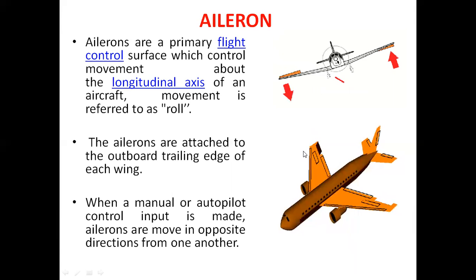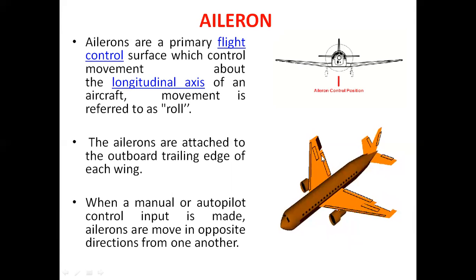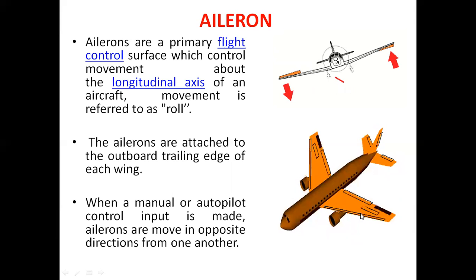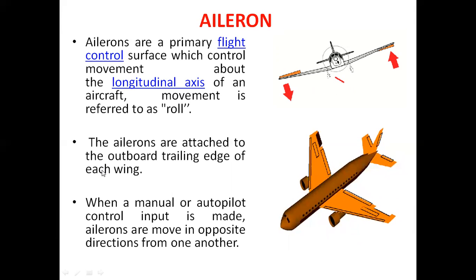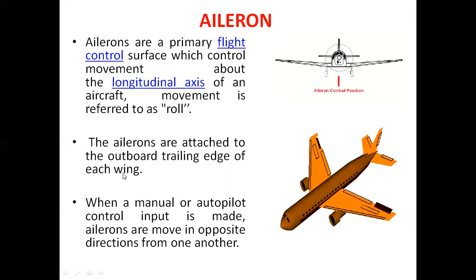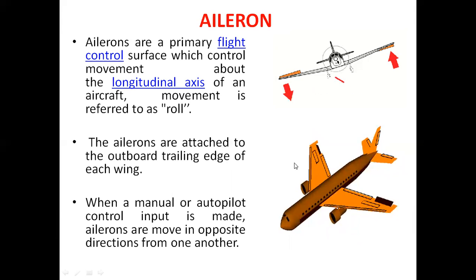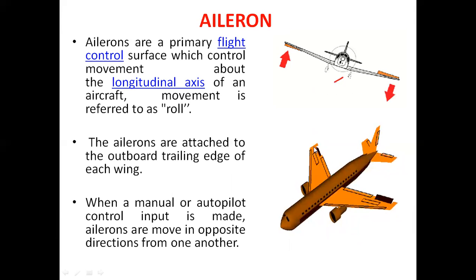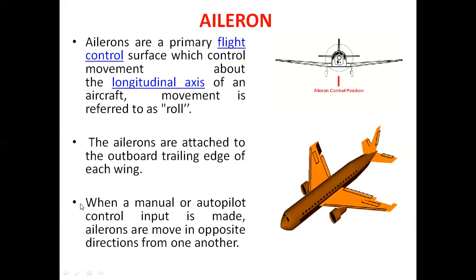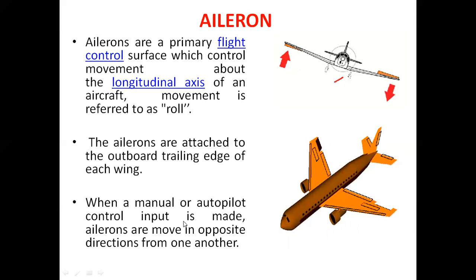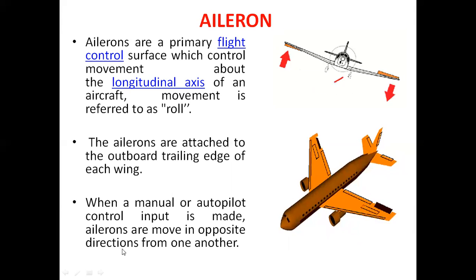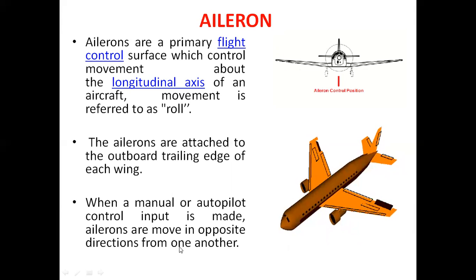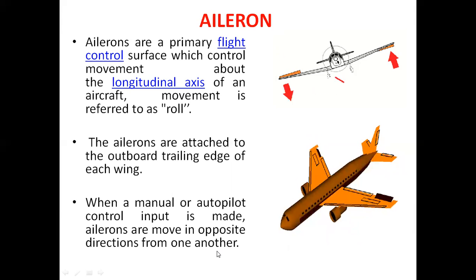There are two wings, left wing and right wing. Both ailerons are attached to the outboard trailing edge of each wing, towards the trailing edge of the wing. When a manual or autopilot control input is made, ailerons move in opposite directions from one another.